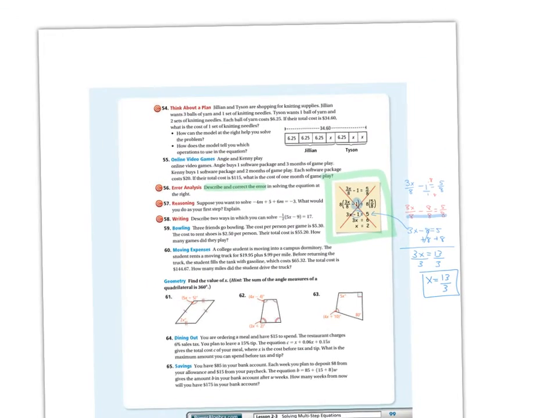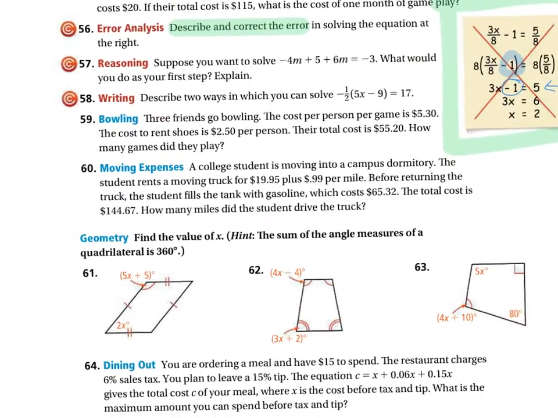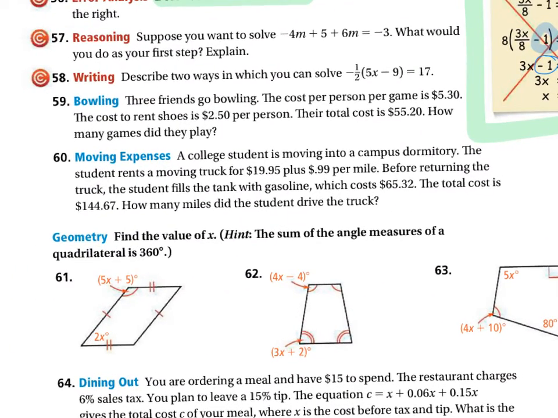All right, on the next problem, number 59, 3 friends go bowling. The cost per person per game is $5.30. The cost to rent shoes is $2.50 per person. What is their total? Oh, sorry, their total cost is $52.20. How many games did they play?